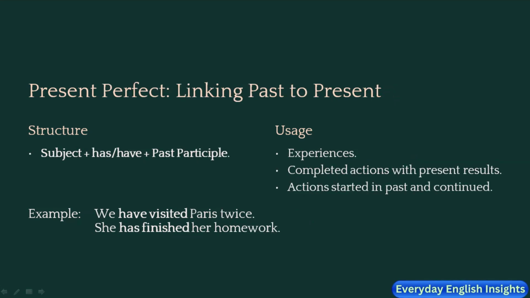Now let's move to the present perfect tense. Structure: subject plus has or have plus past participle. We use it to express experiences, actions completed in the past that affect the present, or actions that started in the past and may still be continuing. Examples: we have visited Paris twice. She has finished her homework.